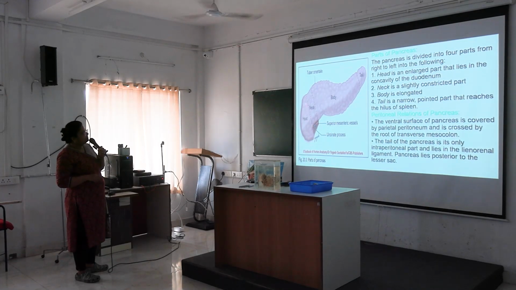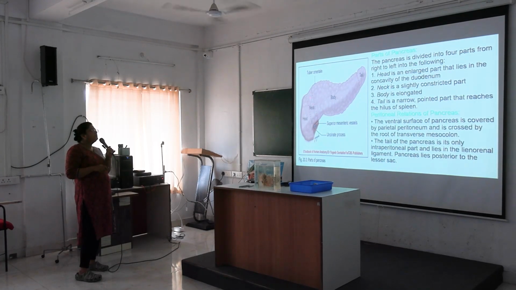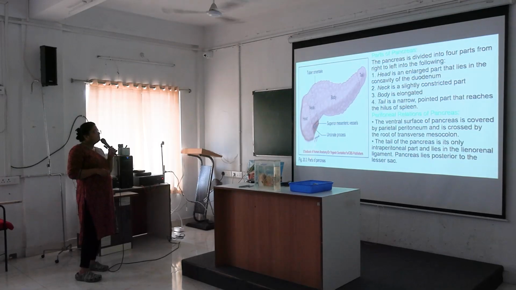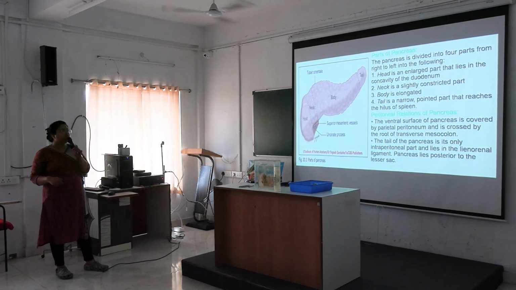So this is the head, neck, body and tail, and you can see the superior mesenteric vessel passes behind the neck of the pancreas, but it passes anterior to the uncinate process. Okay, this relation is important.